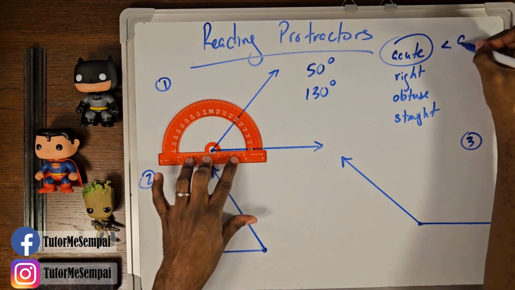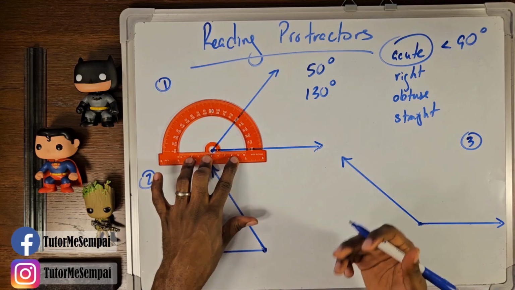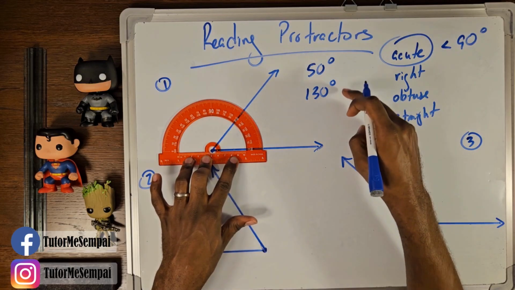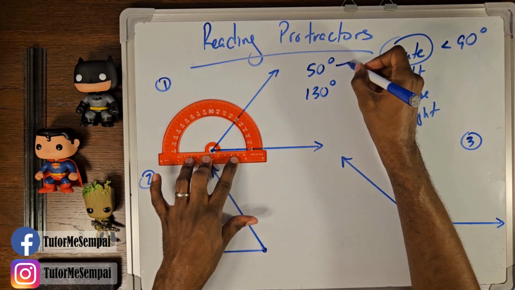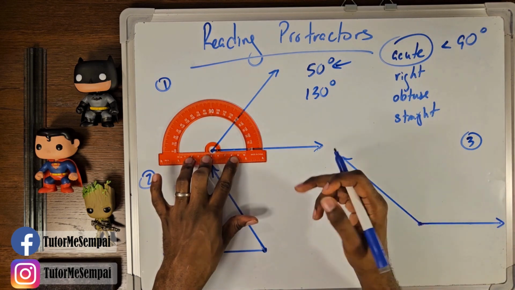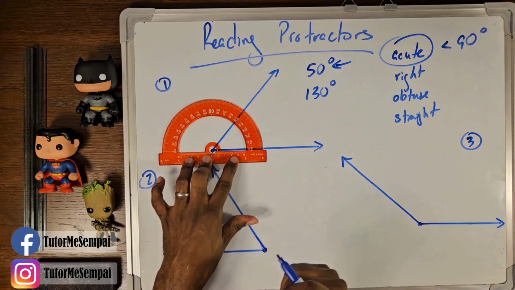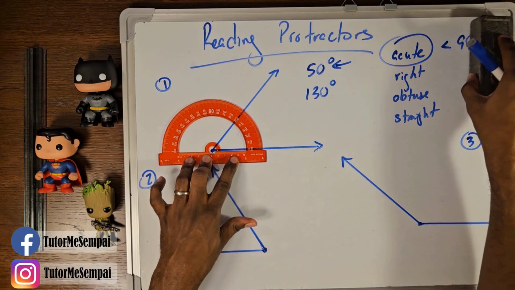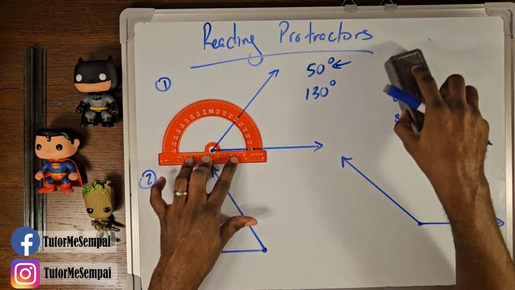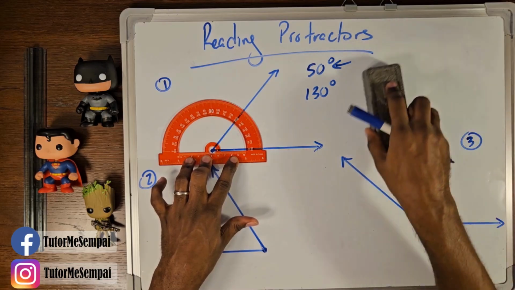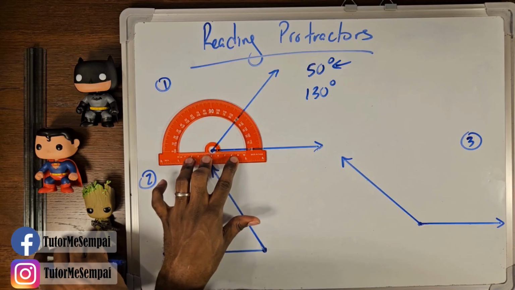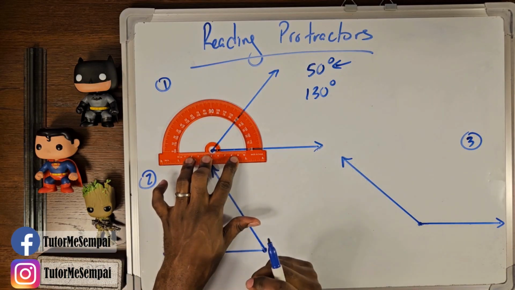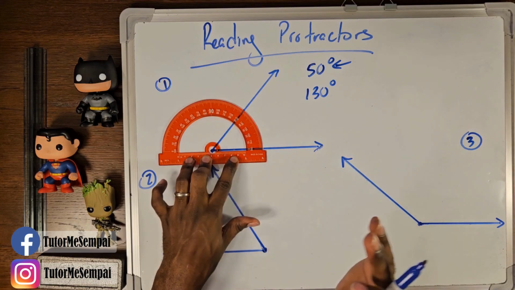And acute tells us it's going to be less than 90 degrees. So which one of these is less than 90 degrees? Our 50. So our angle measurement for this angle should be 50 degrees. However, we shouldn't have to do all that. Our protractor should tell us exactly what we want. We shouldn't necessarily have to rely on understanding what type of angle this is. And that's perfectly fine. It does just that.